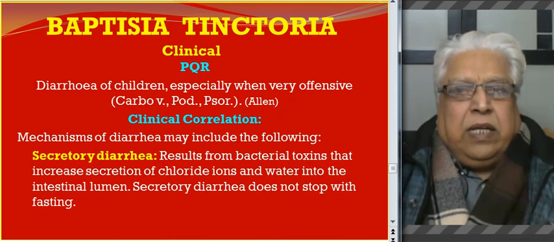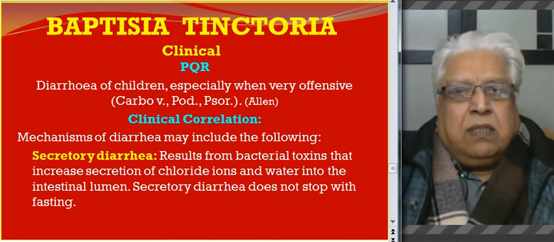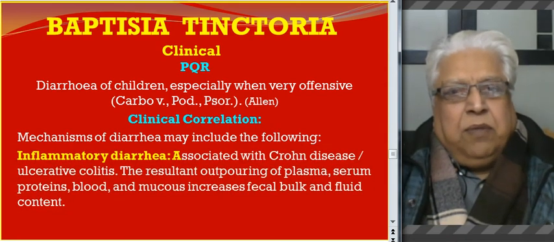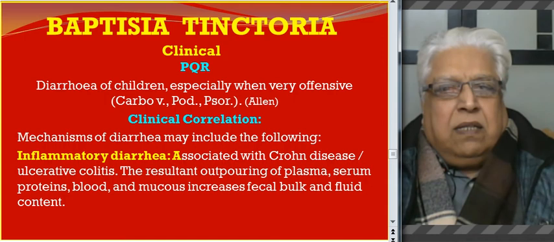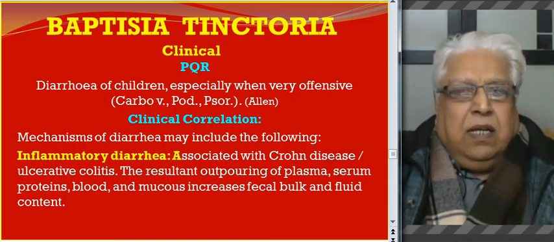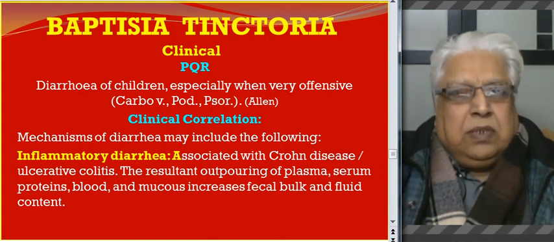Second is secretory diarrhea. It results from bacterial toxins that increase secretion of chloride ions and water into the intestinal lumen. Secretory diarrhea does not stop with fasting. Inflammatory diarrhea is associated with Crohn's disease or ulcerative colitis. The resultant outpouring of plasma, serum protein, blood, and mucus increases fecal bulk and fluid content.